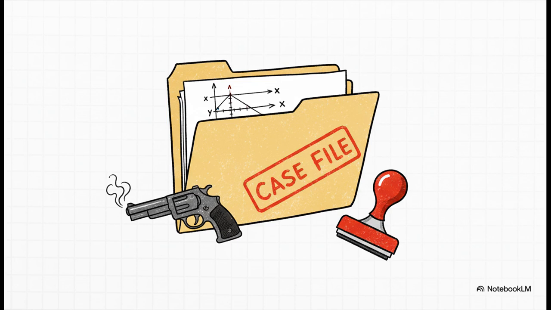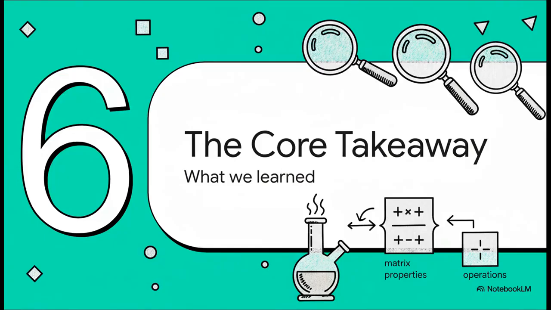We found our smoking gun. We have two row-equivalent matrices that produce completely different images. So the claim is officially 100% false. Case closed. So after cracking two cases back to back, what did we actually learn here?